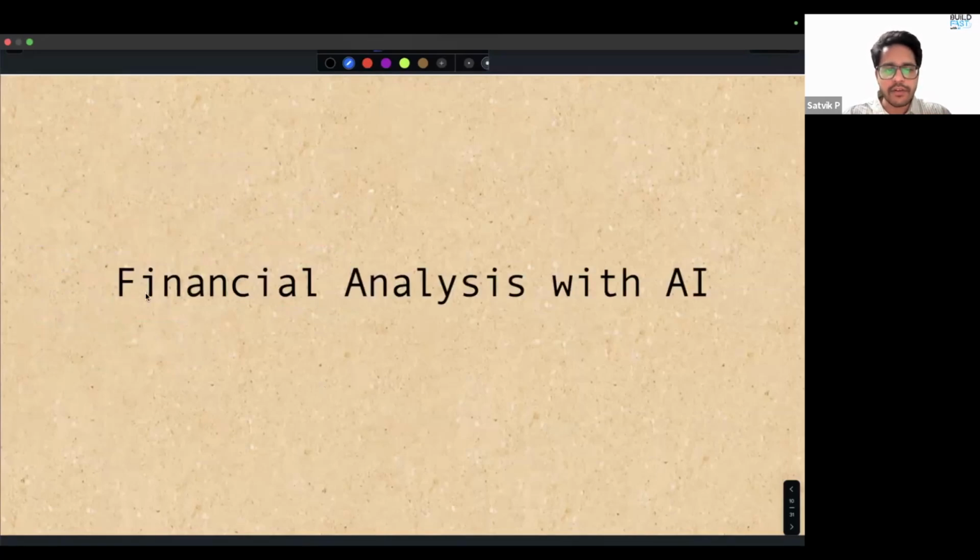So today what we are going to discuss is how you can create a stock market agent, how we can do financial analysis with AI.